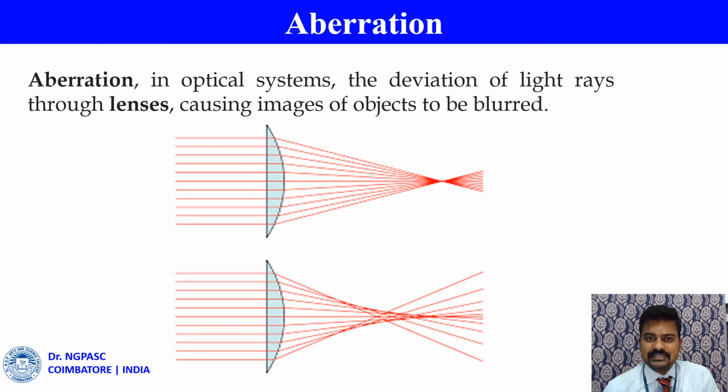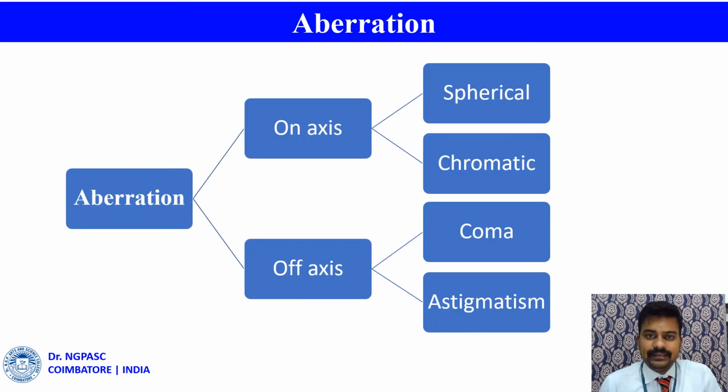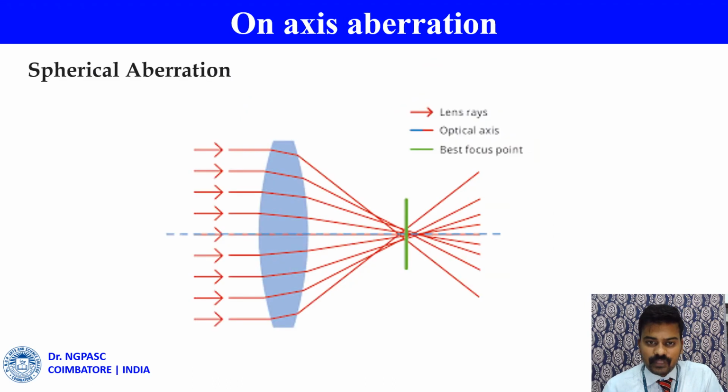So aberration is nothing but the defects of the lens. Now we can see the types of aberrations. Aberration is split into on-axis aberration and off-axis aberration. First we see the on-axis aberration. The spherical and chromatic aberrations belong to the on-axis aberrations, and coma and astigmatic aberrations belong to the off-axis aberrations. So first we see the on-axis aberration.